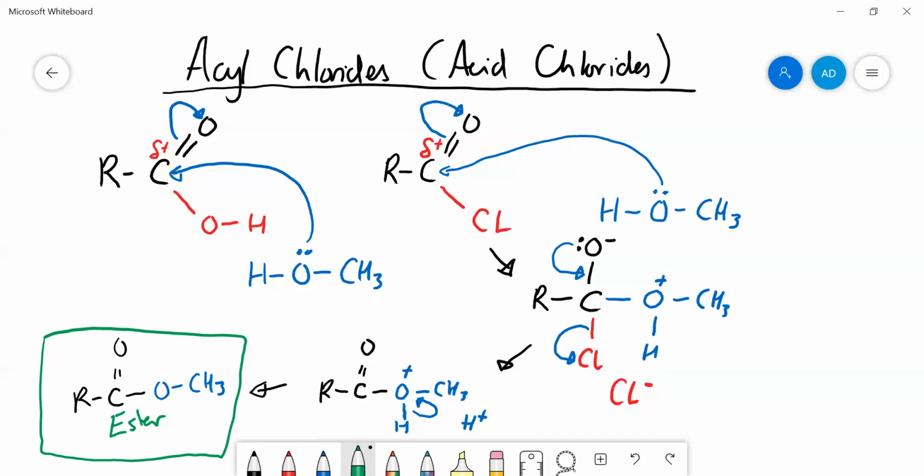One of the reasons for this is that this step in the mechanism where the chlorine comes off as a chloride ion, or the OH comes off as an OH minus ion, this is called a good leaving group. The chlorine is much happier to drop off and form the chloride ion than the OH is to form the hydroxide ion. And this is what drives the mechanism forward, and will make the reaction go to completion rather than forming an equilibrium reaction.